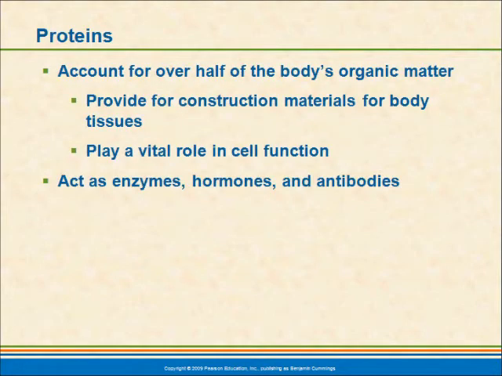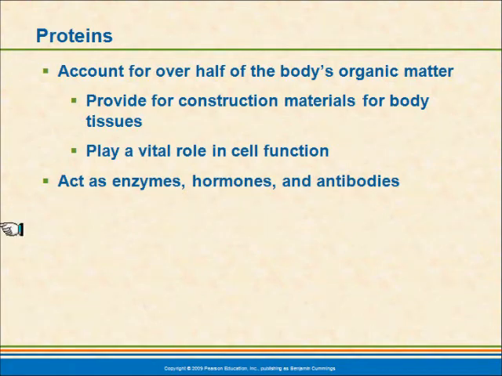Proteins are a significant part of our body's organic matter. It's the same thing with microorganisms. That is about half of the organic matter in any living organism, and it provides construction materials for tissues, for individual cells that play a vital role in cell functions. In individual cells, they act as enzymes. In larger organisms, they can act as hormones and antibodies.